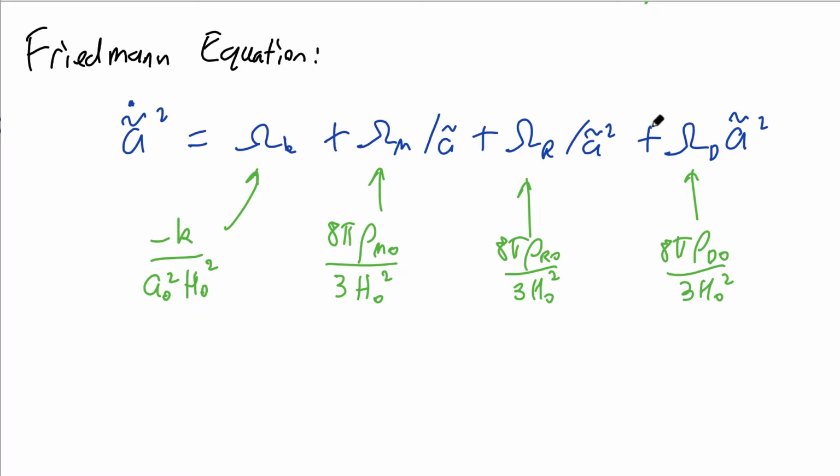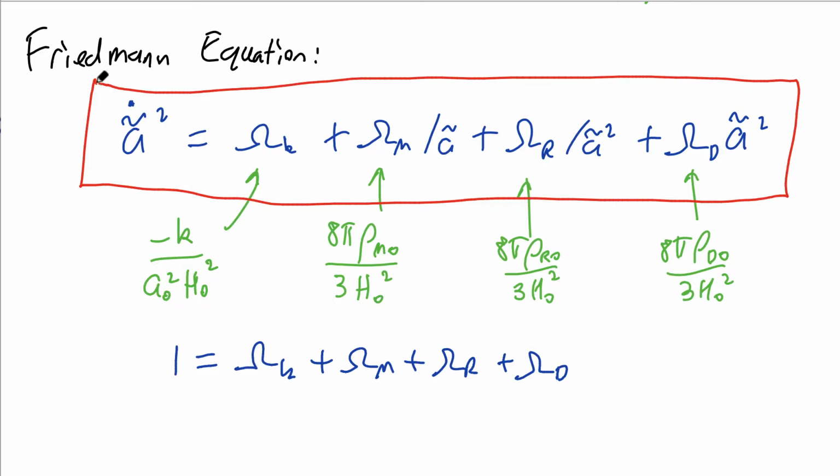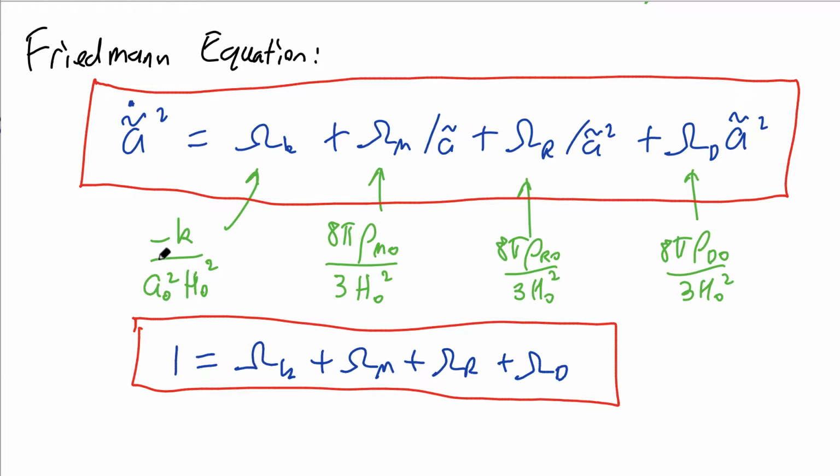And these four constants, the four omegas, are not independent from one another. They satisfy 1 equals the sum. So 1 equals omega k plus omega m plus omega r plus omega d. We can now solve these equations for various choices of the omega parameters to obtain various model universes. And these model universes are usually referred to as Friedmann, Robertson, Walker cosmological models.